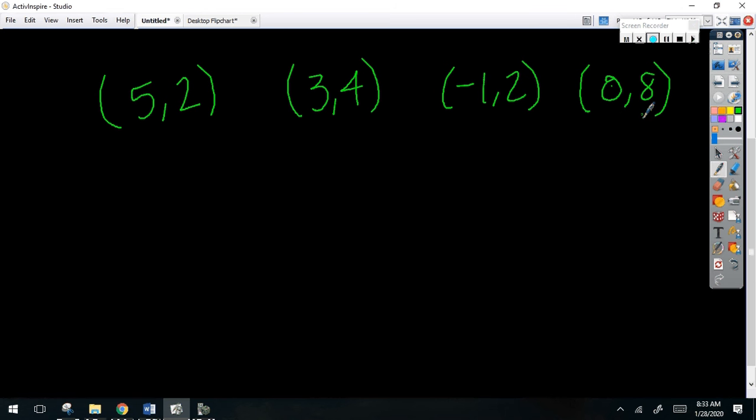Function, yes or no? Does every input have only one output? Yes. Does it matter that 2 of my outputs are the same? No, that doesn't matter. That does not impact it being a function. Y'all with me? So yes, this is a function. If I give you a list of points, it's the input that you're looking at, because you can't have the same x value with different y values.